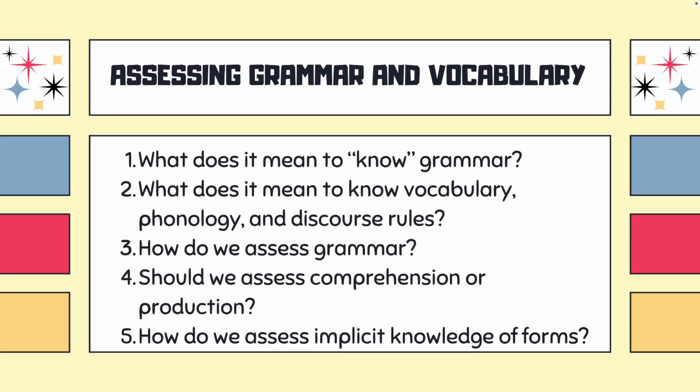Should we assess comprehension or production in terms of grammar? And how do we assess implicit knowledge of forms? Remember, when you learn grammar, not all of it you learn is going to be from the teacher's explicit instruction. You are going to implicitly learn rules you don't even know that you know. So how do we assess those? Okay, so we'll go through some theory and go through some different examples and items here today.